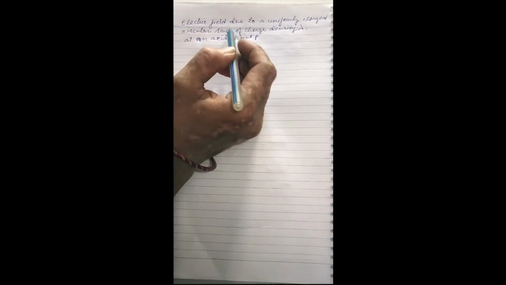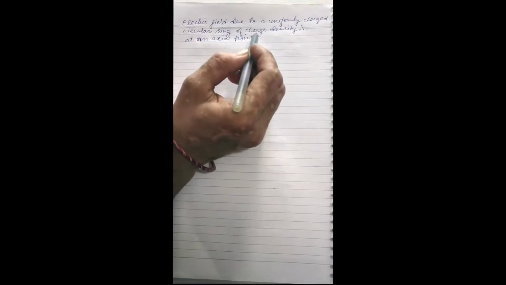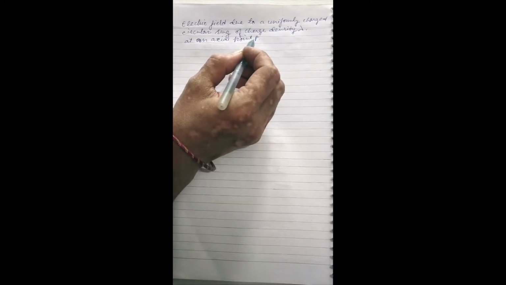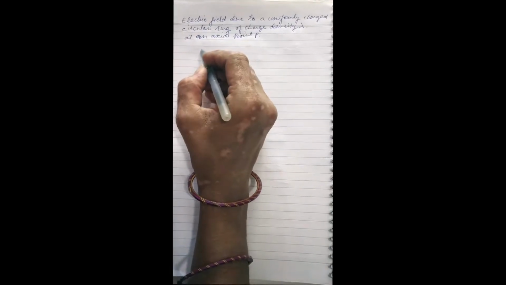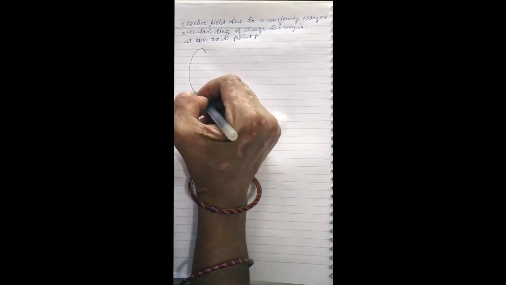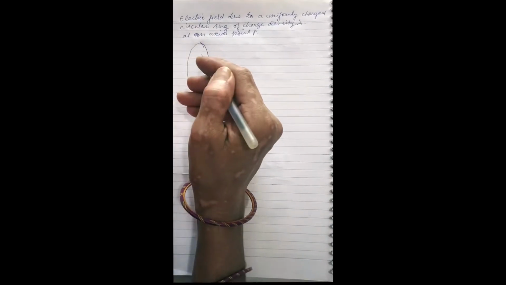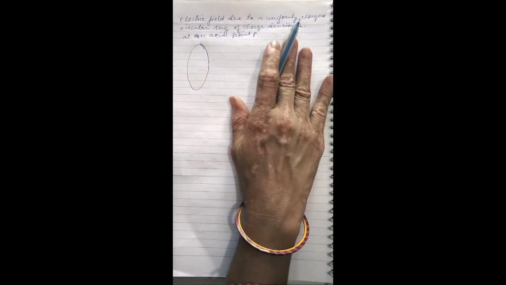Electric field due to a uniformly charged circular ring of charge density lambda at an axial point P. So today we will be finding electric field due to a circular charged ring. Let me first of all draw the circular ring. Now you can see that this circular ring is perpendicular to the plane of paper.